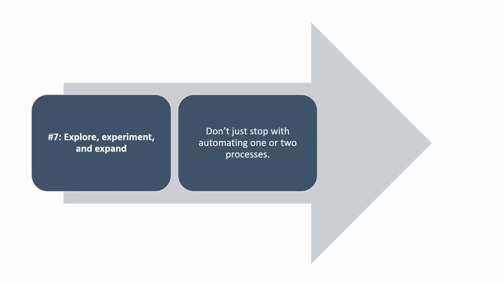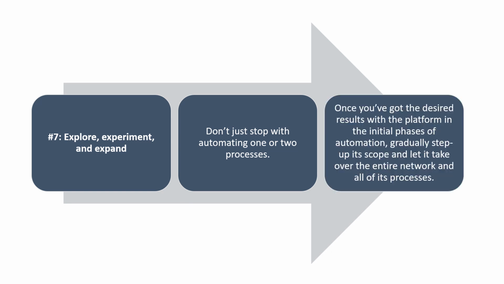And the last one is to explore, experiment, and expand. That is, don't just stop with automating one or two processes. Once you have got the desired results with the platform in the initial phases of automation, gradually you should step up its scope and let it take over the entire network and all of its processes. So this is the best practice, that it should explore, experiment, and expand so that it covers all the processes in your enterprise.